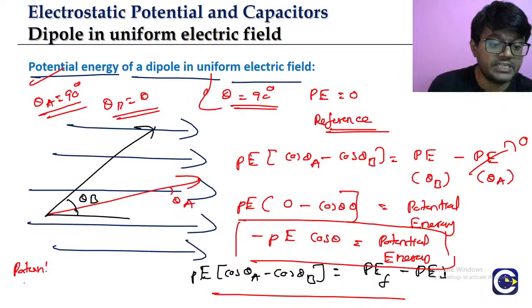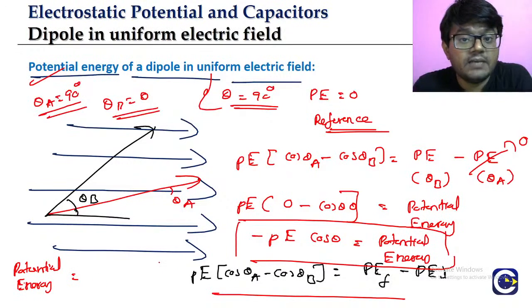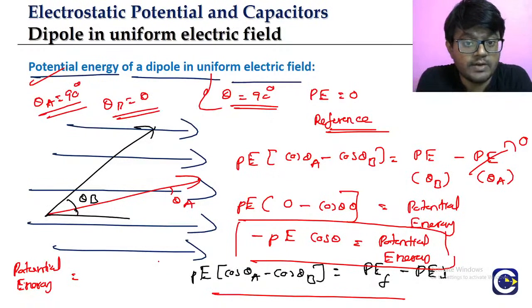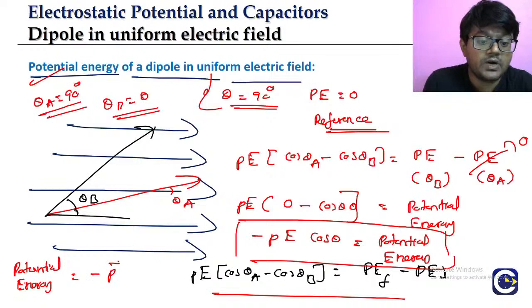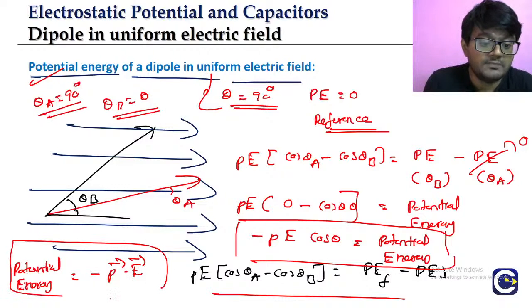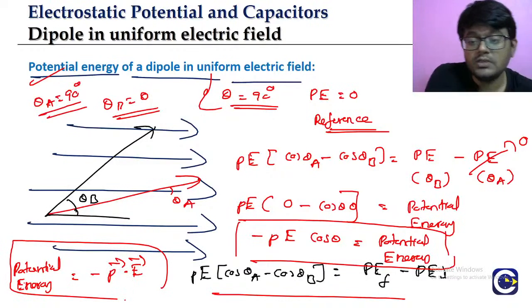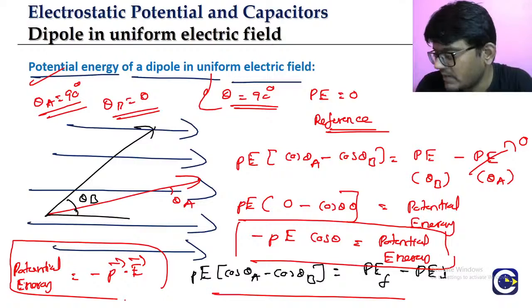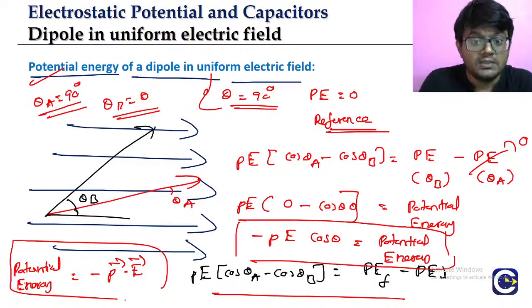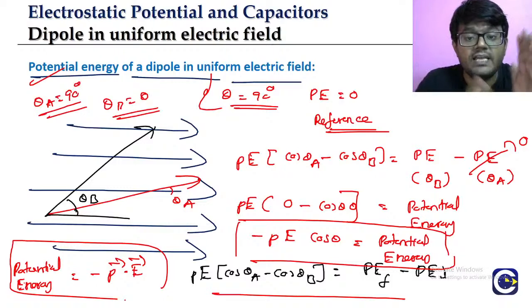We can also write it like this. PE cos theta means what? P dot E, the dot product. Because if you have a dipole moment vector and an electric field vector, PE cos theta is P dot E. So the potential energy of the dipole is either minus PE cos theta or minus P dot E. The conclusion is that this potential energy formula is always based on the reference: the dipole making an angle of 90 with the electric field.